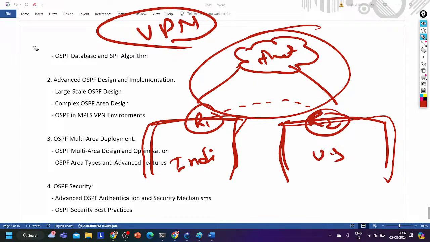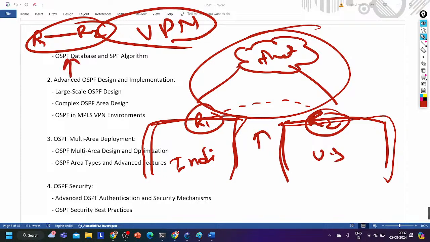So configuring OSPF between 2 routers if they are directly connected, or configuring OSPF between 2 sites which are connected through a public network. What is the difference? What are the differences in this scenario and in this scenario, right? How is OSPF going to behave in this scenario, how is OSPF going to behave in this scenario. First we will learn OSPF over here between two routers, then OSPF behavior over VPN. Done. So OSPF in MPLS VPN environment.